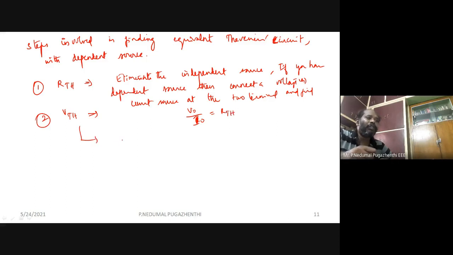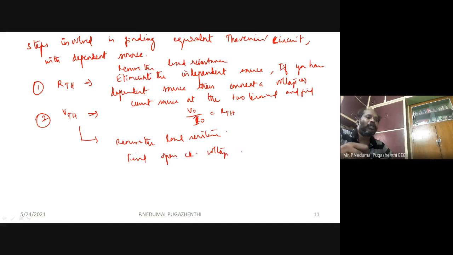To find VThevenin, first remove the load resistance here also. Okay, find the open circuit voltage considering all the sources. You should say considering all independent and dependent sources.